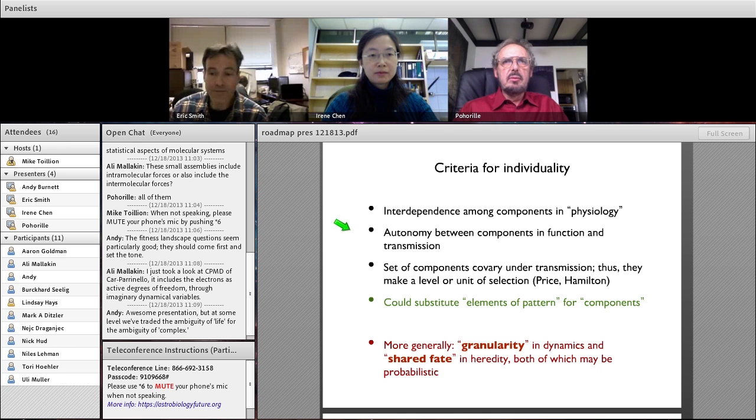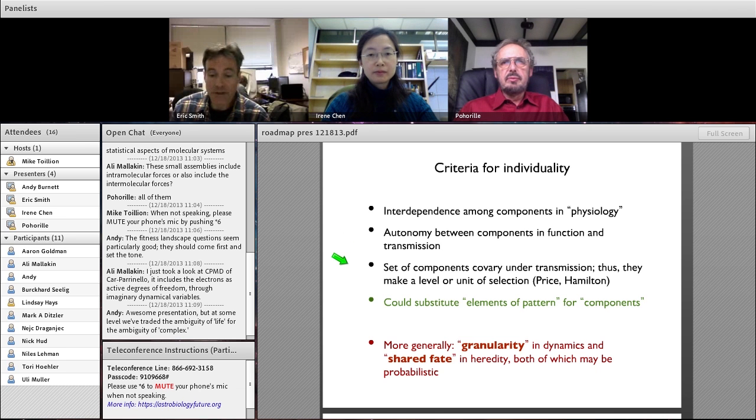Those among different units that we would call individual are autonomous, both in the way they work in ontogeny and also the way they are grouped or their fates are coupled when they're transmitted between generations. And all of these terms, of course, need to be worked out and defined in a system-specific way.